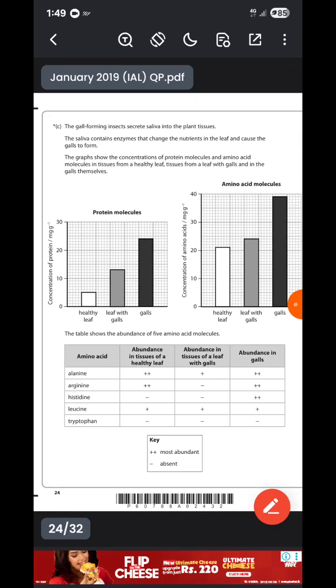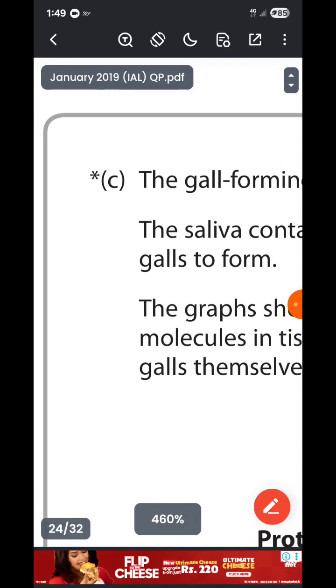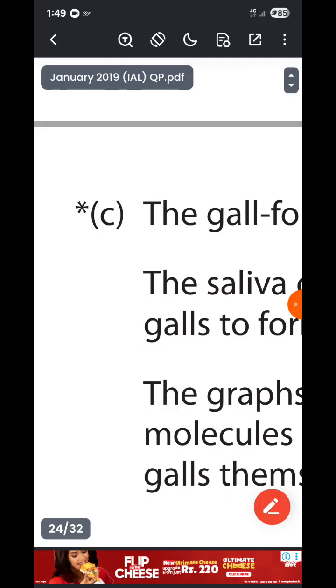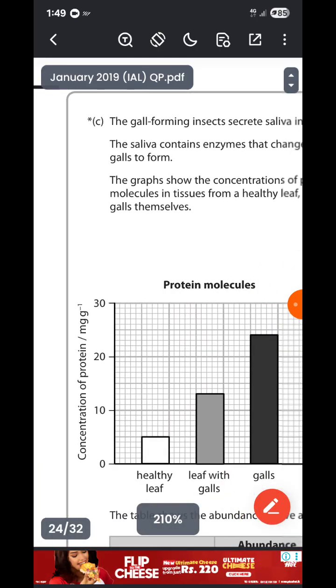Now part C, it's an asterisk question. So we need a lot of critical thinking, as asterisk-marked questions are the questions in the whole paper where we get full marks. So it's important to answer this.